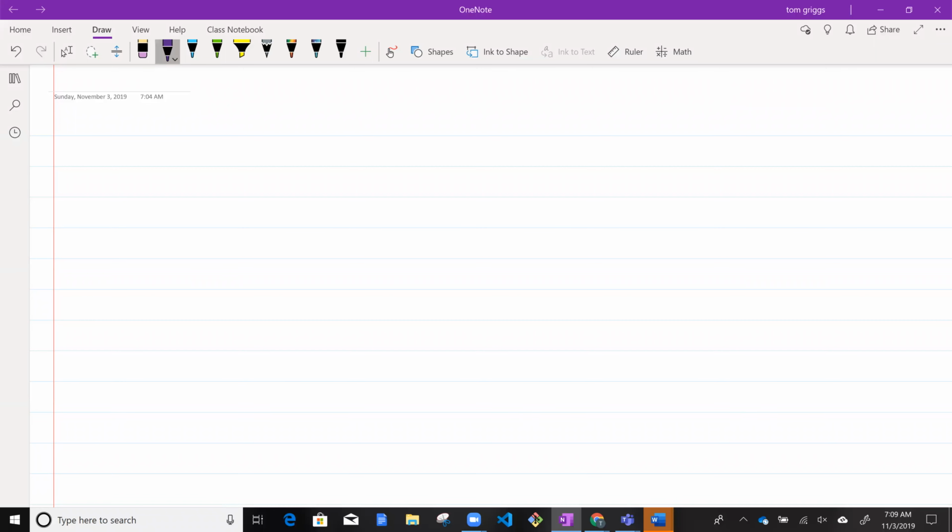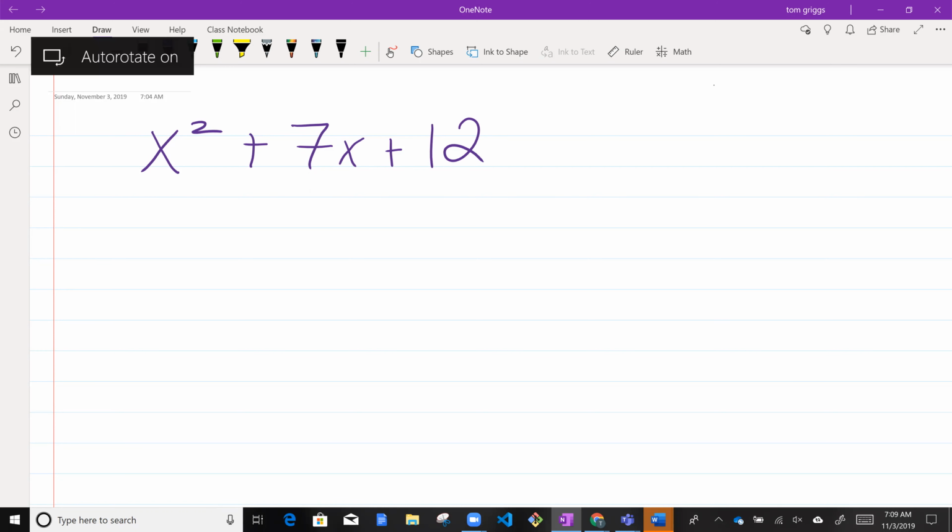All right, so in this video, I'm going to go over the odd problems from this homework assignment. So I'm going to factor number 1, which is x squared plus 7x plus 12. In the previous video, they factored this a certain way. I'm going to use the grouping method on these problems.